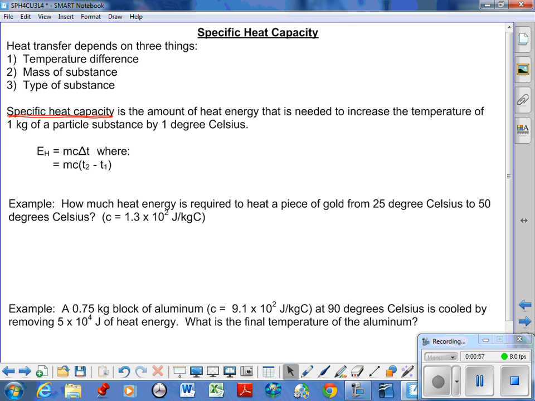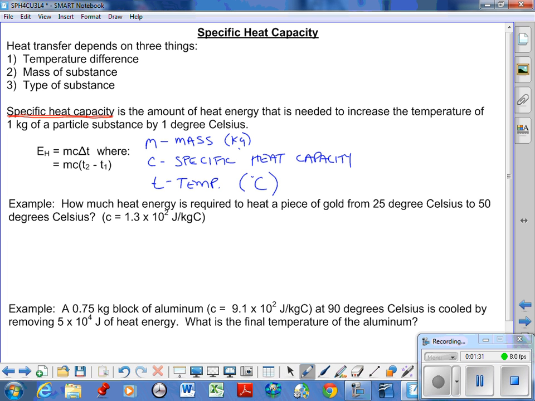All right. So, quick breakdown. Small m is your mass, always in kilograms in physics. C is the specific heat capacity. You're given a chart on that, so you don't have to memorize the values of water and whatever else we work with. And T is for temperature, always in degrees C. And then E_H is your heat energy. So E_H equals m c delta T, where delta T is T2 minus T1.